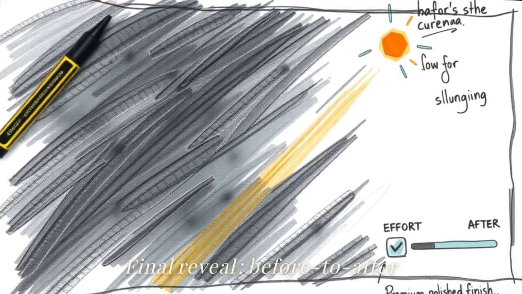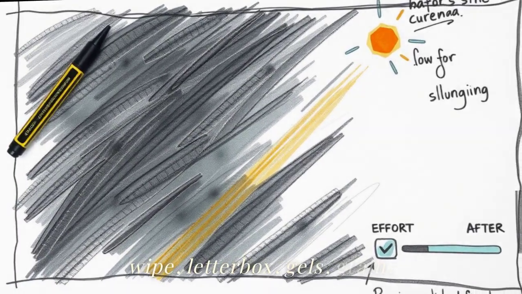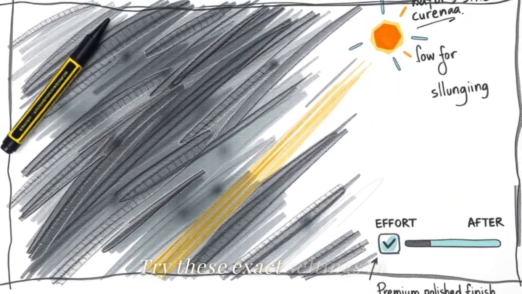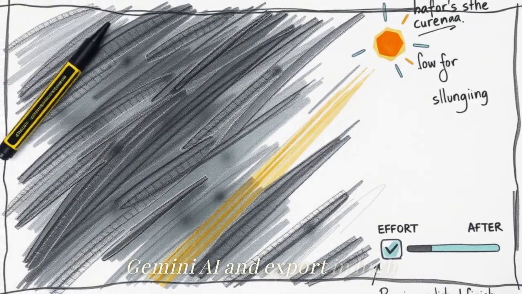Final reveal, before to after wipe, letterbox, gels, grain, and LUT, cinematic. Try these exact settings in Gemini AI and export in high quality.